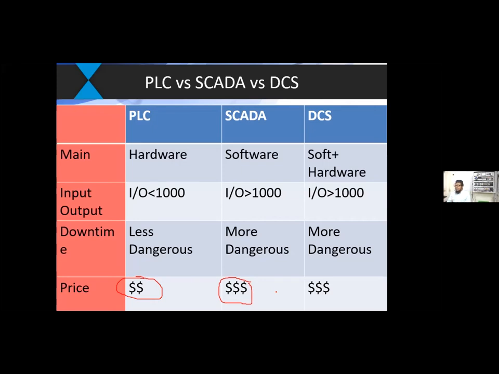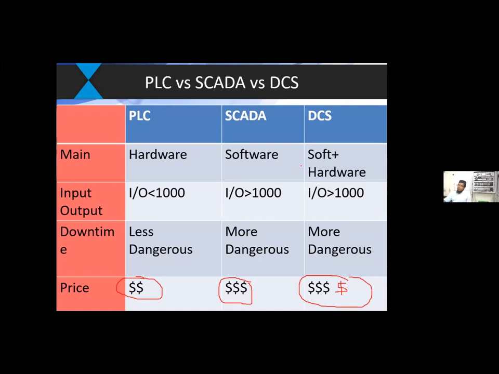And the DCS, I made a mistake here, sorry, it should be tetradollar. DCS starts from the tetradollar, that means $10,000, $20,000, $30,000, this is the starting price. So these are the common scenarios all over the world, where they are using this type of plant.